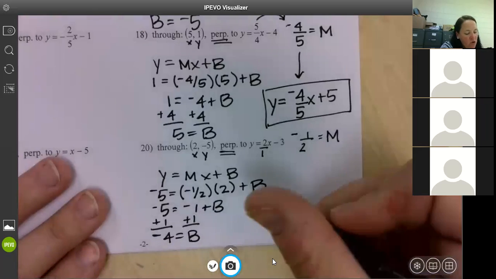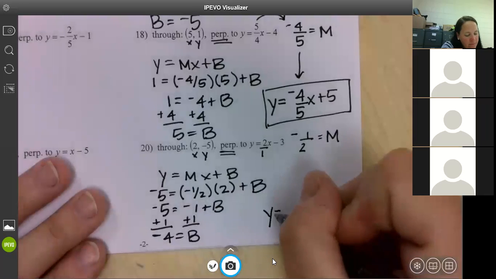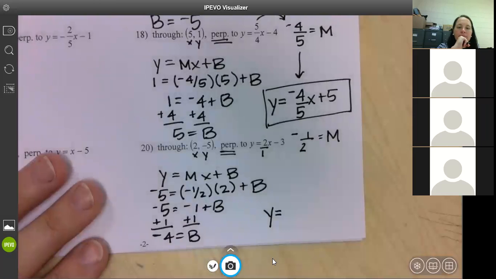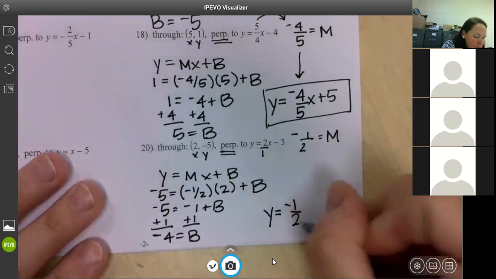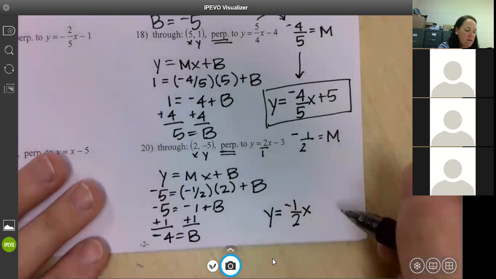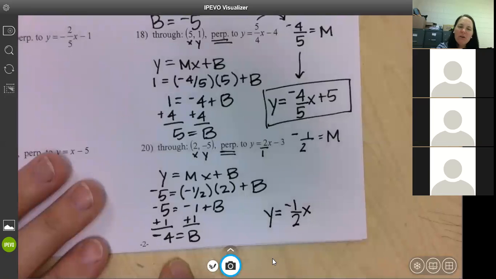So what is my new perpendicular equation? y equals -1/2 x plus, what do we get? -4.